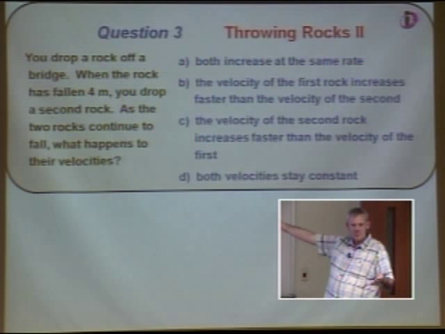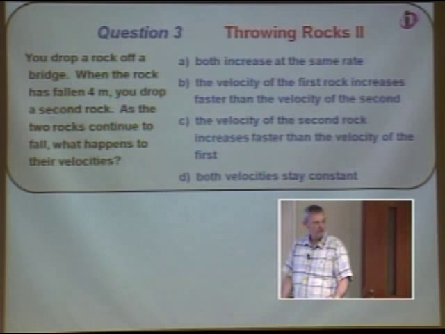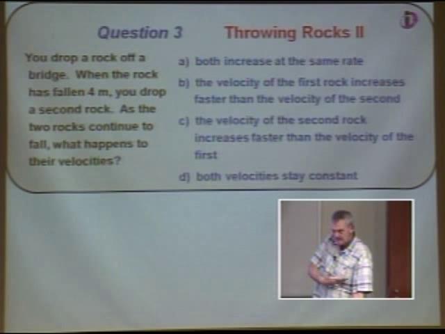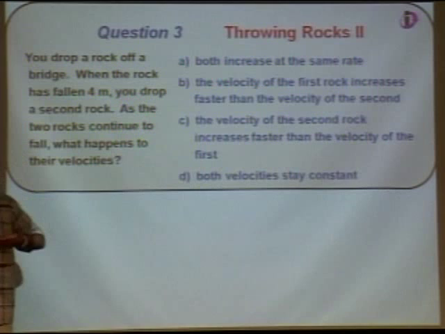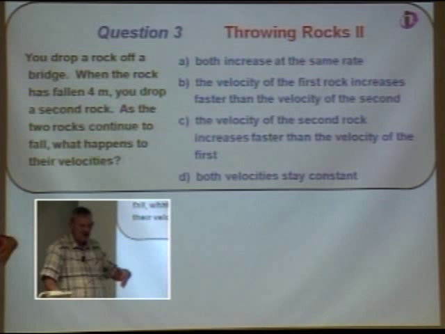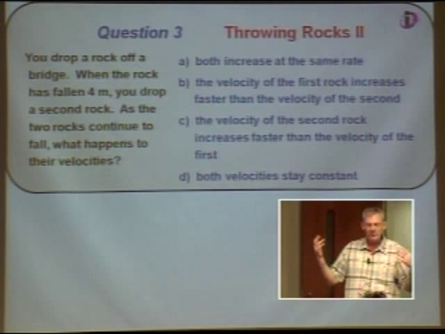But 1 second later, how fast is it going to be going? 50. 1 second after that, how fast? 60. Okay? The second rock you drop, after 1 second, how fast is it going? 10. After the next one? 20. So A is the right answer. In other words, acceleration is the rate of change of the velocity. And since it's constant, those changes would be constant.